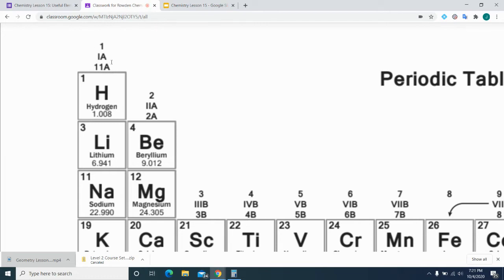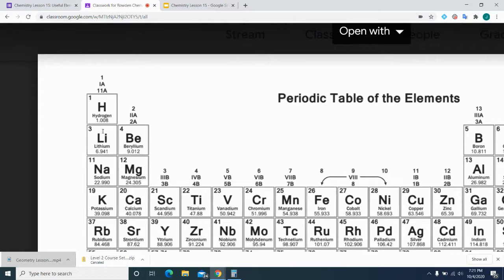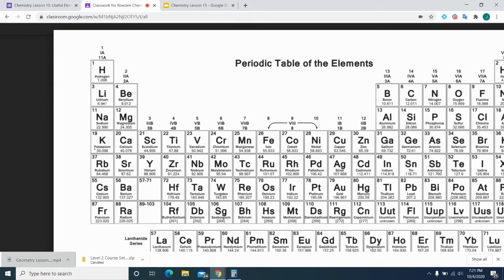See this 1A right here? Everything here has 1 valence electron. So how many valence electrons does potassium have right here? Instead of you having to write out the 1s2, 2s2, 2p6 all the way and figure out how many valence electrons this has, just go up here. If it's in the first column, all of these guys have 1 valence electron. Go right here, you see 2A. All of these guys have 2 valence electrons. I want you to go where it's B, 3B, all the way over, so all these B's right here, from Sc over to Zn. Ignore these for now, okay?